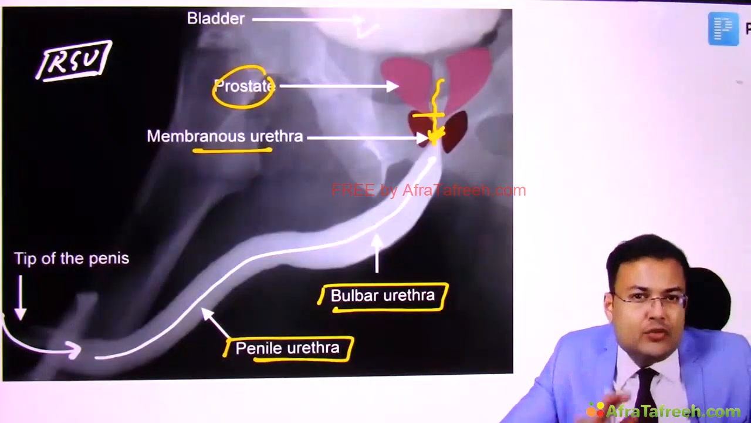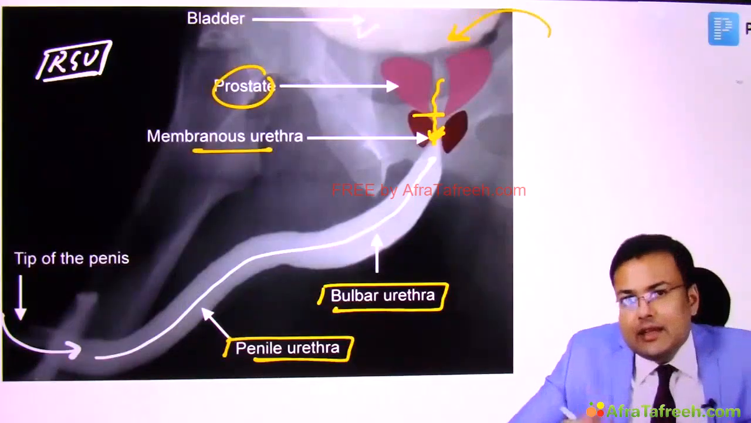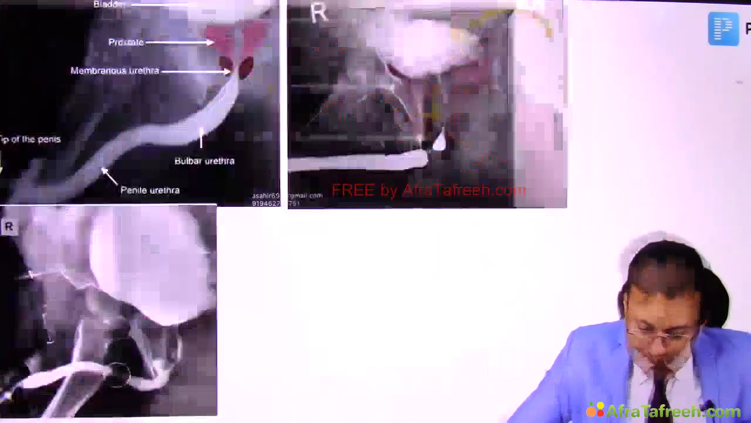Okay, and in micturating cystourethrogram we are going to inject the dye where? In the bladder. That's why posterior urethra is better visualized. Okay, so you see this diagram. Now see this picture.